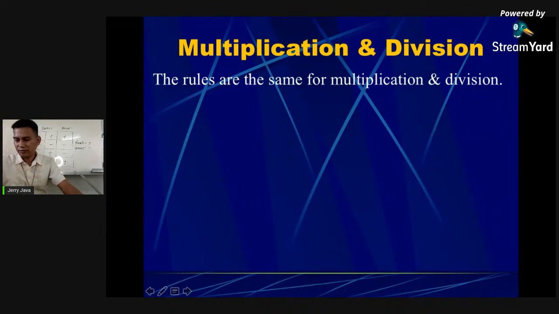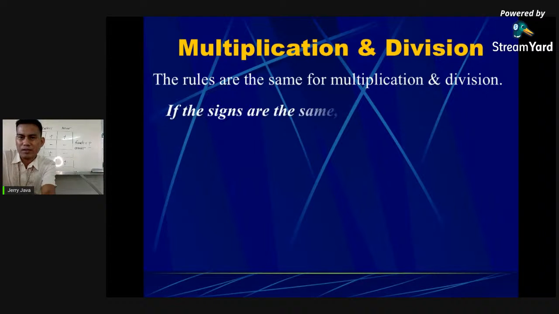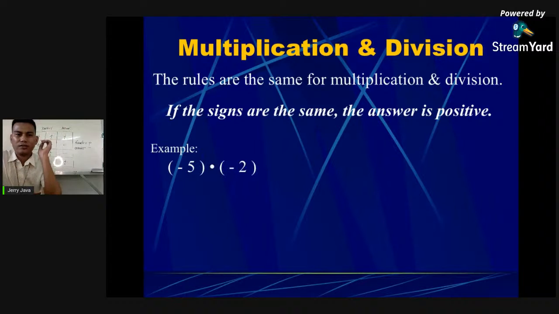Here we are now. Let's go back here. Okay. The rules are the same for multiplication and division. If the signs are the same, positive. This is what I told you before, right?